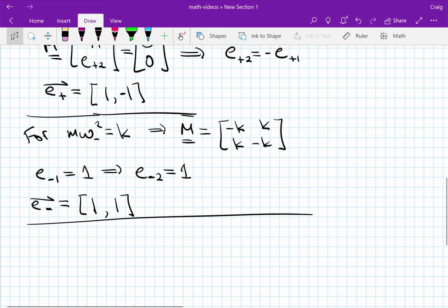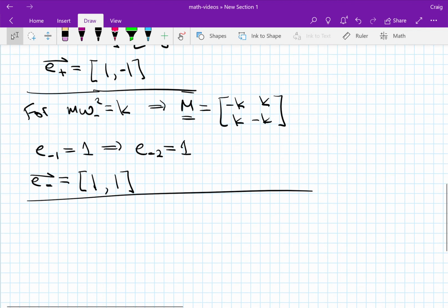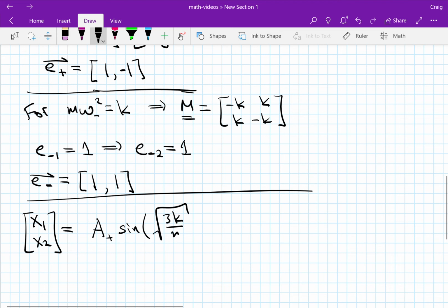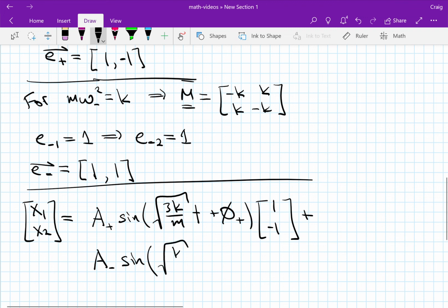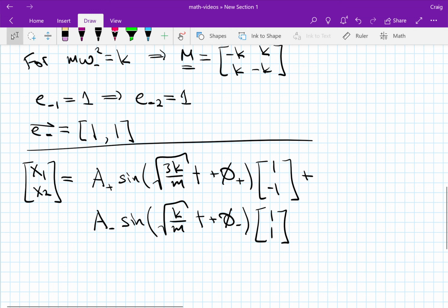Okay, and so what does this mean for the solution? If we go back and look at what our ansatz looked like, it tells us that I can write the general solution to this 2-block problem as x1, x2, I'm going to have an arbitrary coefficient multiplying the plus eigenvector, and I know that the time dependence has to be sine of omega plus, but omega plus was the square root of 3k over m times t plus an arbitrary phase shift, and that has to be multiplying the antisymmetric eigenvector, and then I have another solution with a different frequency, and that other frequency is square root of k over m, not square root of 3k over m, plus phi minus, and then I have the symmetric eigenvector. Okay, so this is the most general solution to the two-block problem.